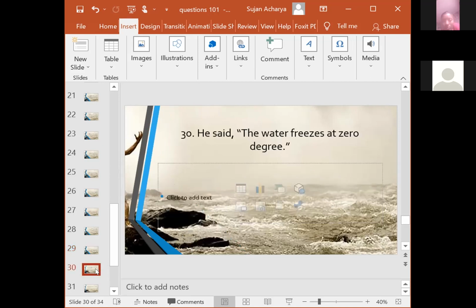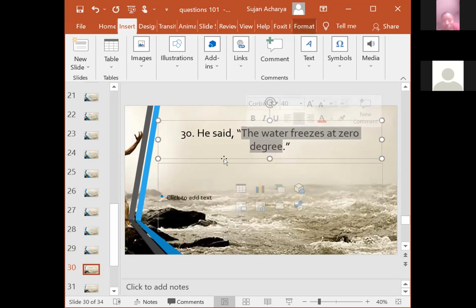Number 30. He said, the water freezes at 0 degree. Because the sentence in direct speech is a fact, we don't have to change the tense of the direct speech. The answer is, he said that the water freezes at 0 degree.